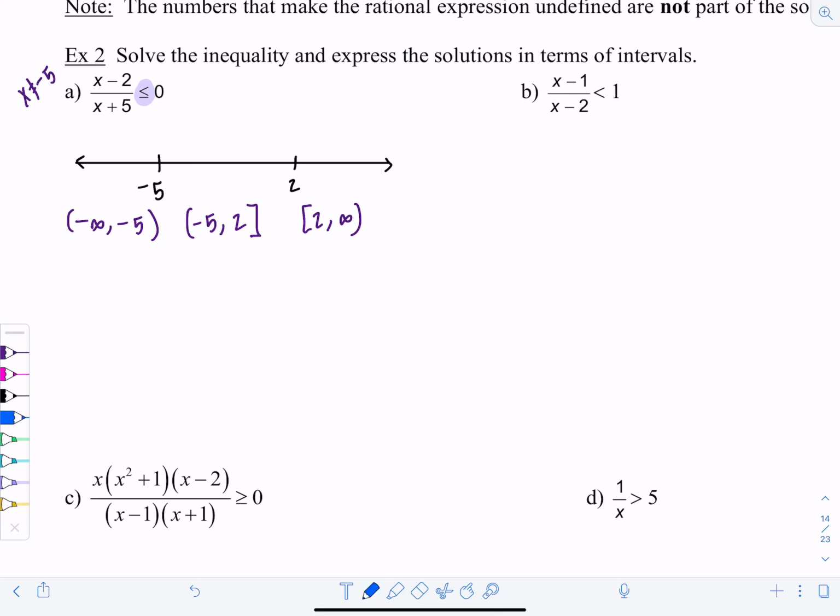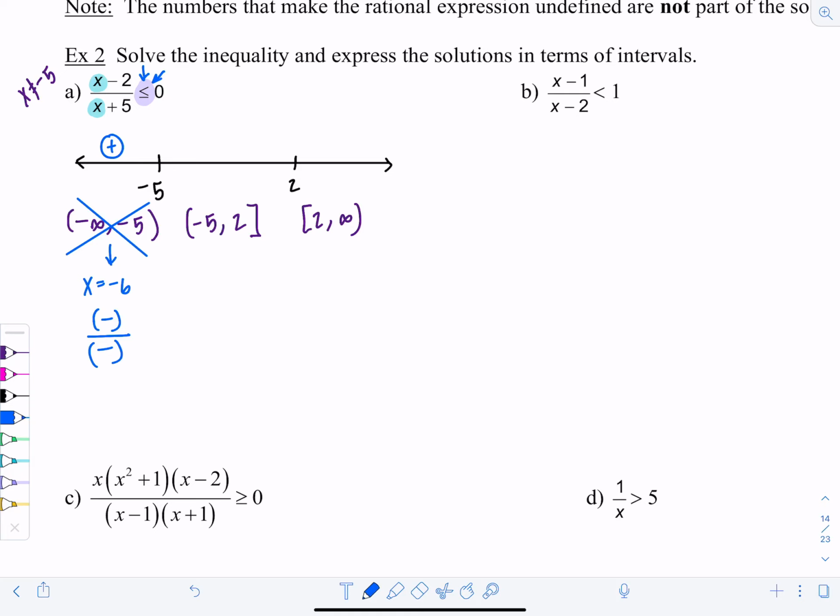So between -infinity and -5, we could test with -6. And you're just going to plug it in for x into the rational expression. So -6 minus 2, that's negative, divided by -6 plus 5, that's negative. A negative divided by a negative is positive. Is that what I want? Are positive numbers less than or equal to 0? No. So this is no good.